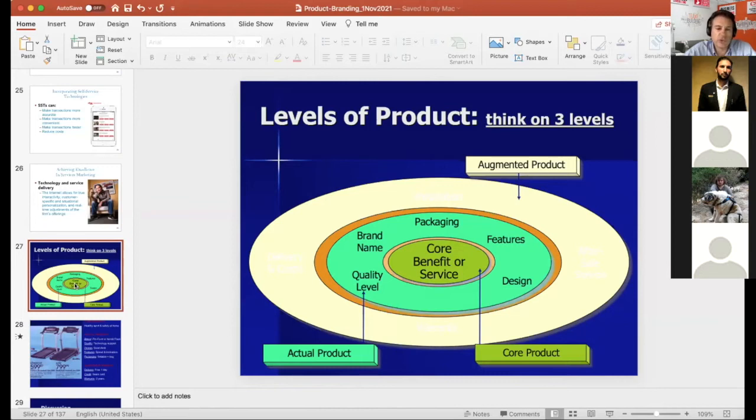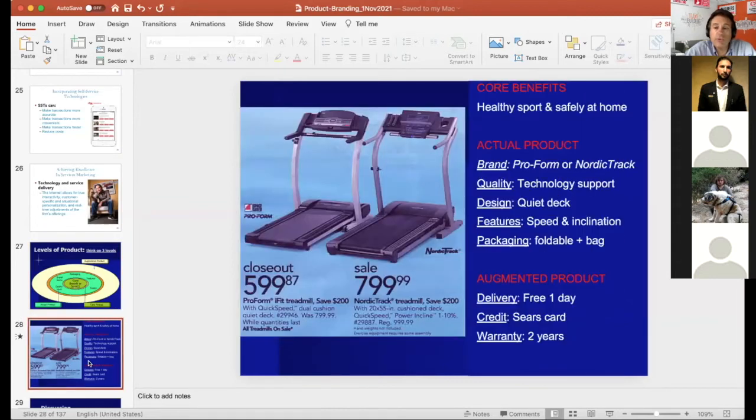All right, so these are the three layers. Now if we look at a treadmill, the core benefit is to be safe at home and exercise. There will be different brands. There will be different levels of quality with different features, having different inclinations, different speeds, different memories. And then there will be different packaging. There will be the possibility of folding the treadmill and different sizes of folding. So folding to half of the size, folding that becomes a quarter of the size, and folding that becomes 10 times smaller than the original size.